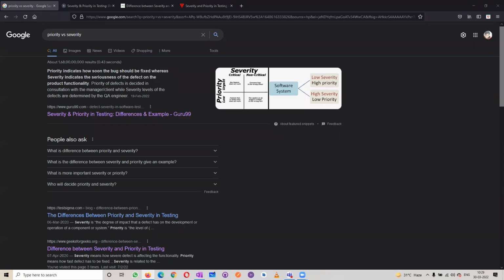Okay. So Harshita, what do you mean by severity? Okay, first talk about priority and then we'll come to it. Arshit, so what do you mean by severity? Okay, priority and the severity.